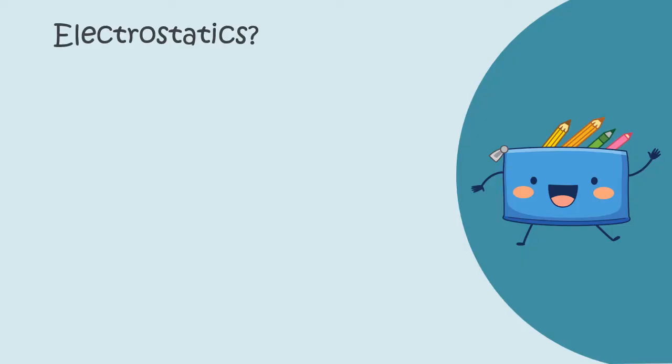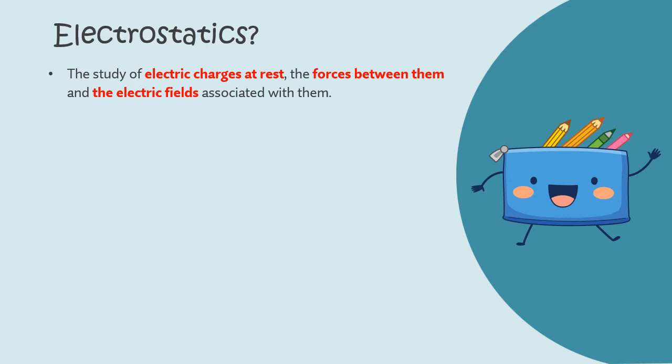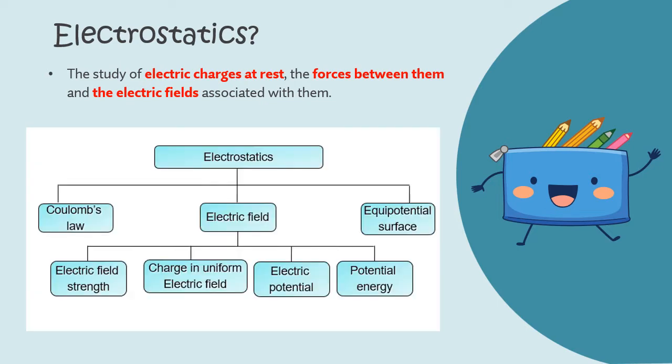So what you will learn in this chapter: you will learn about electric charges at rest, the forces between them, and the electric fields associated with them. This is the overview of this chapter. You will learn about Coulomb's law, and then electric field, and finally you will learn about the equipotential surface. Under the electric field, you will learn about the electric field strength, charge in uniform electric field, electric potential, and finally potential energy.